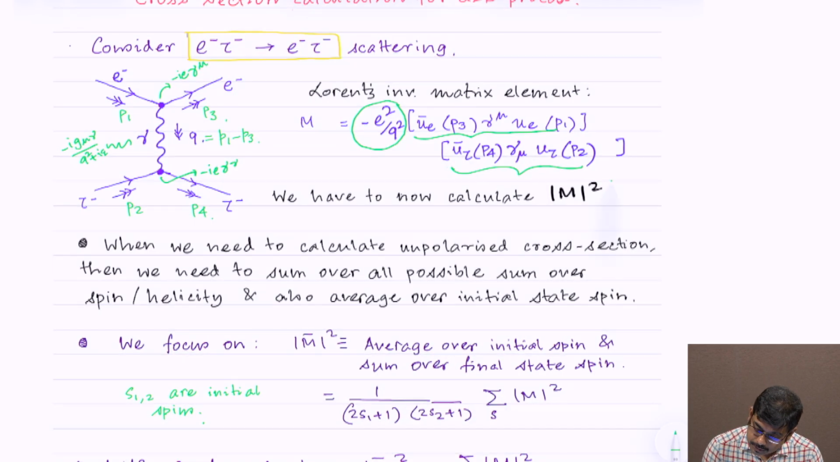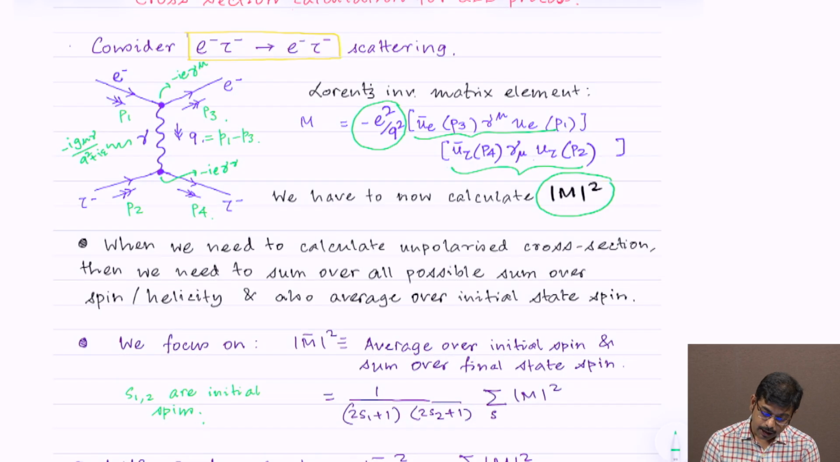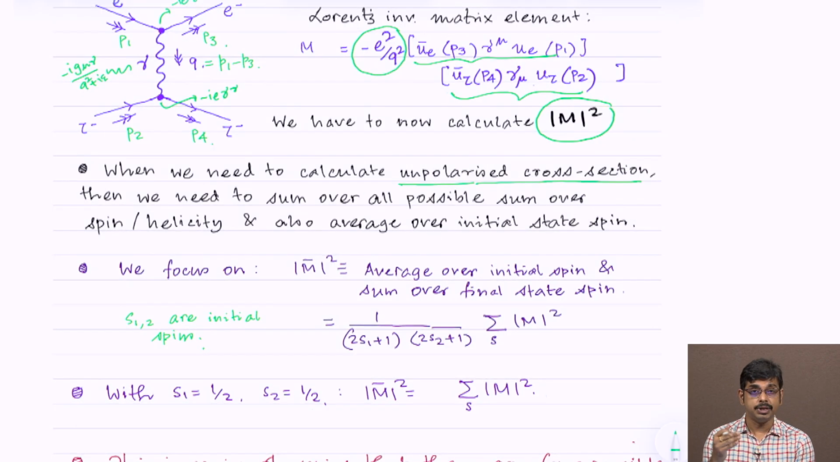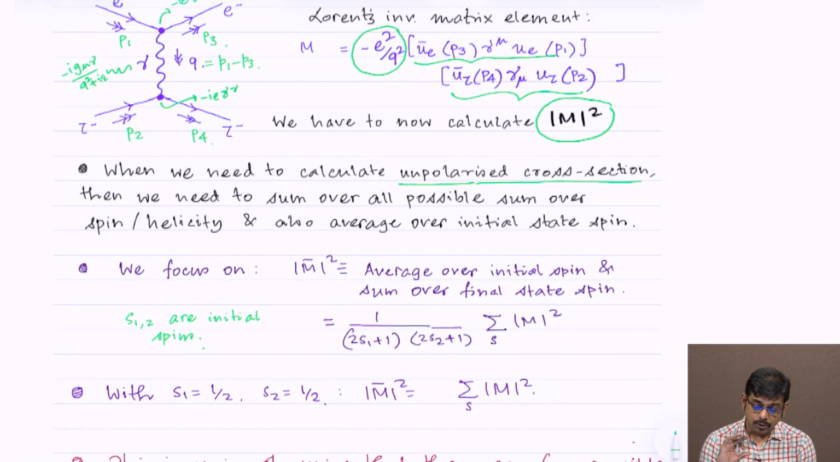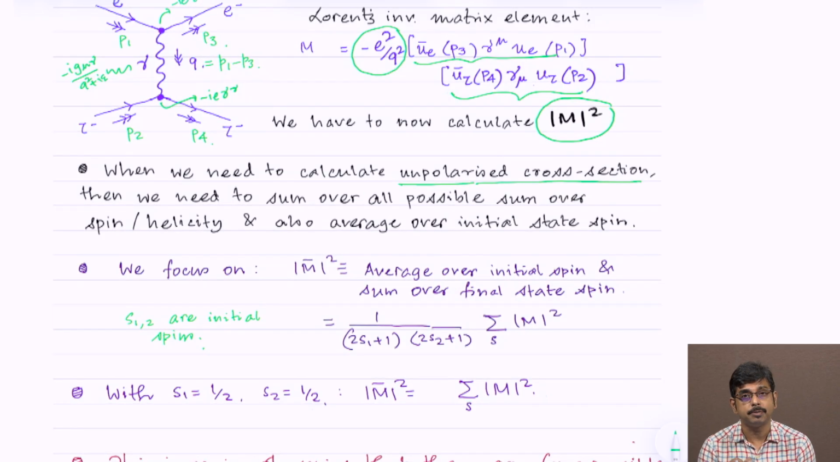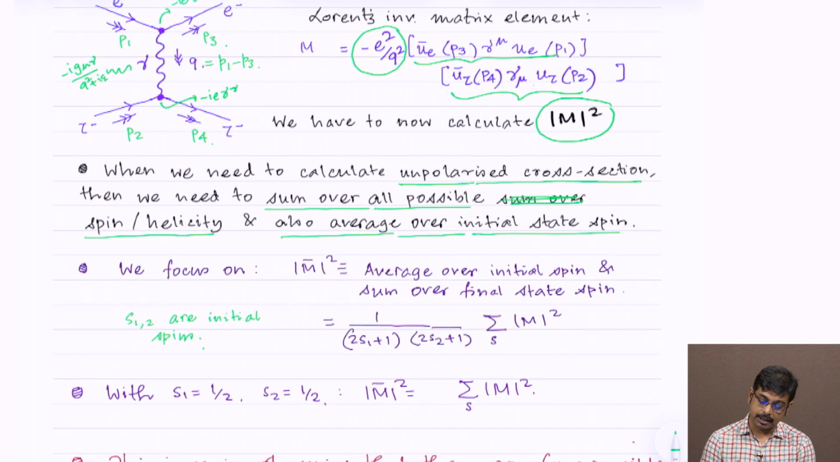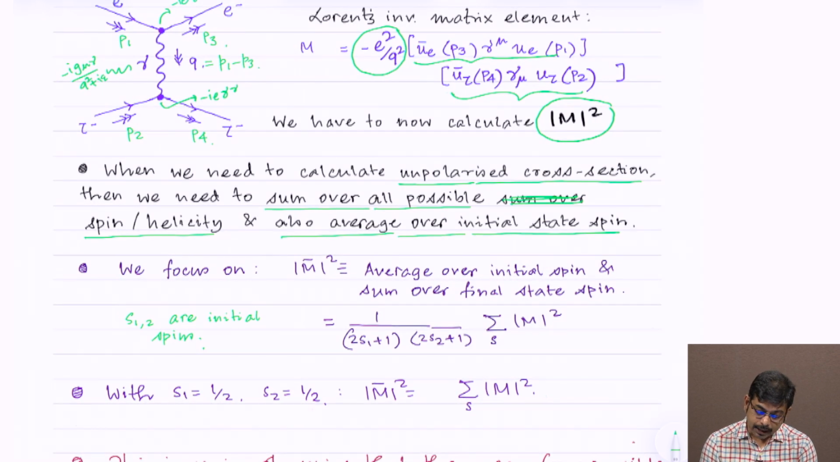Now, what we have to do is to calculate the matrix element squared, right. When we need to calculate the unpolarized cross section, suppose when we say that these electrons or the taus which are coming to collide do not come with a specific helicity or specific spin projection, that means they are unpolarized, then we actually need to sum over all possible spin and helicity states, and also average over the initial state spins. Okay, sum over all possible spin and helicity states and take an average over the initial state spins.